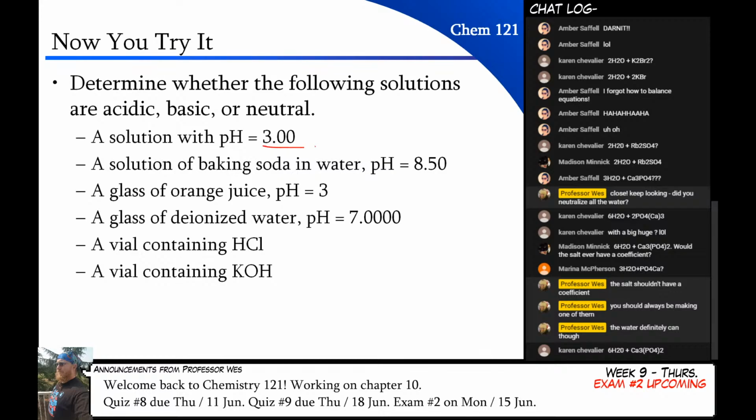So something has a pH of 3. 3 is less than 7. We're going to call it acidic. Something with a pH of 8.5, higher than 7. And so you can see where we're going here. Oh, pH 7. That's exactly neutral. And then these 2 down here, you should be able to identify using your knowledge of the Brønsted-Lowry definition of acids and bases, and also the Arrhenius one.